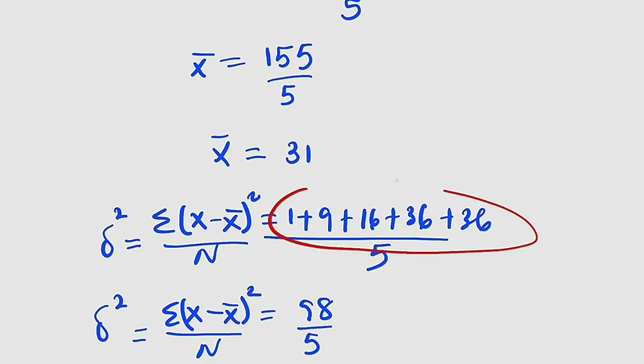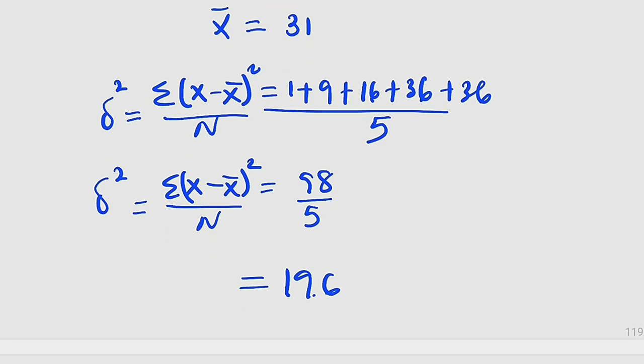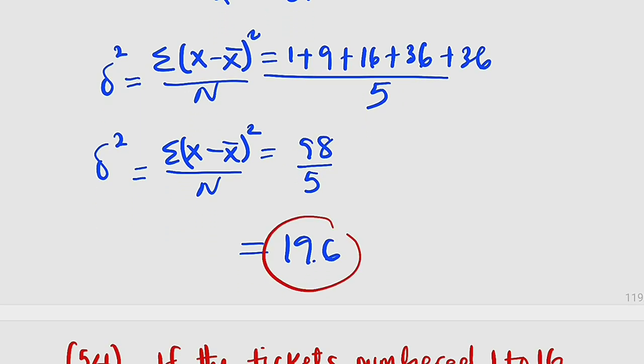You add all of these numbers together, that will give us 98. Then you divide by n. Remember, n is the number of items. And 98 divided by 5 is 19.6. And 19.6 is said to be the variance of this distribution.